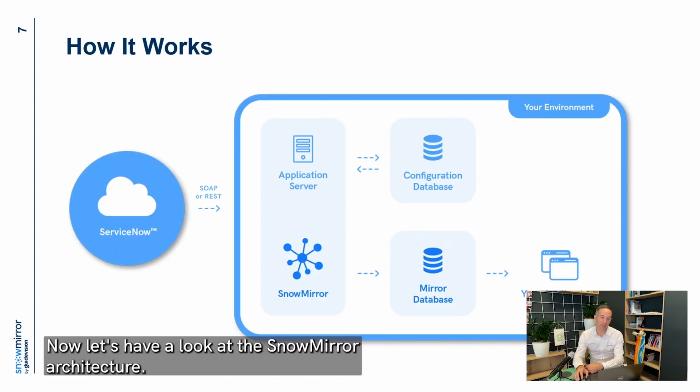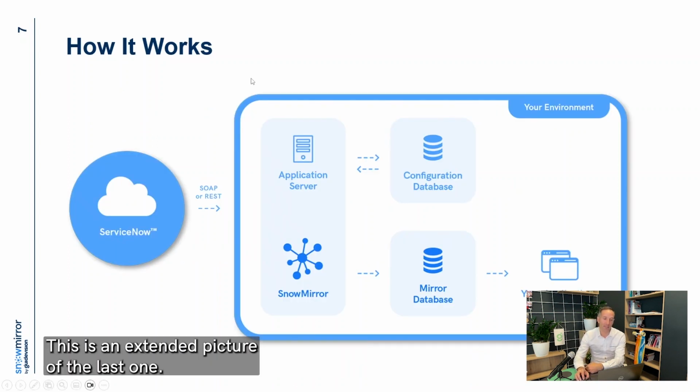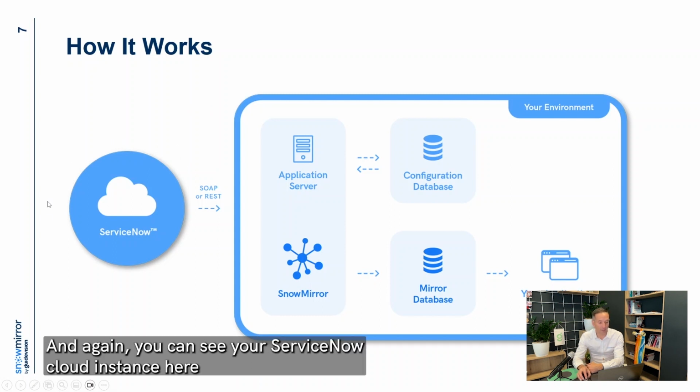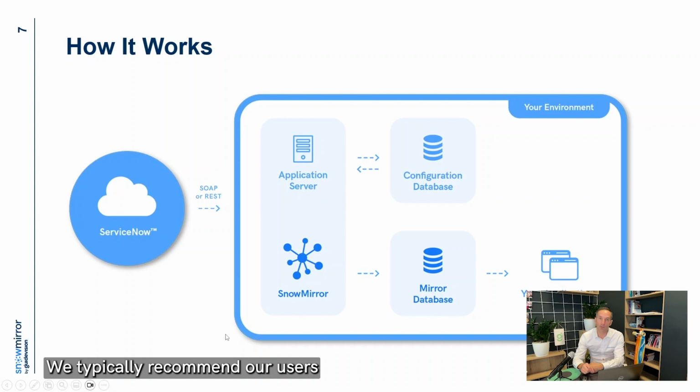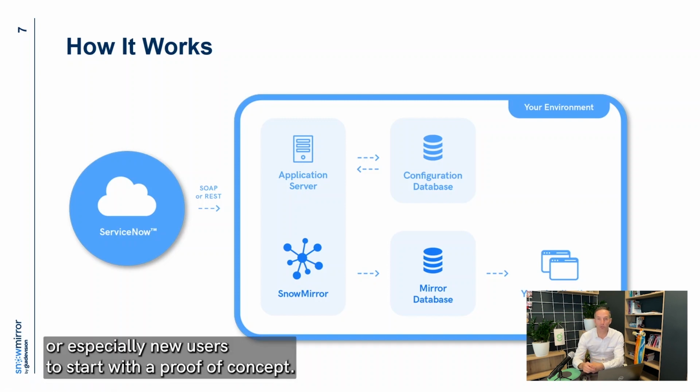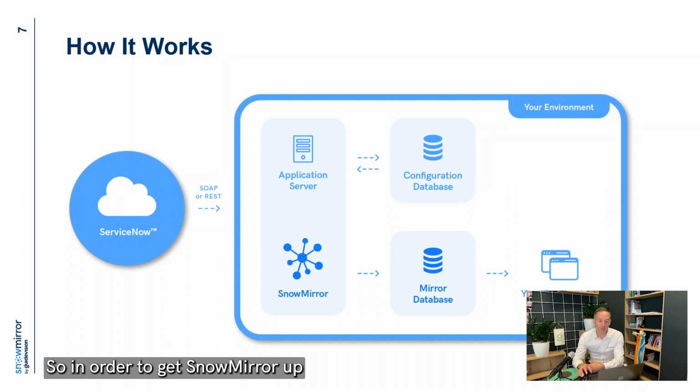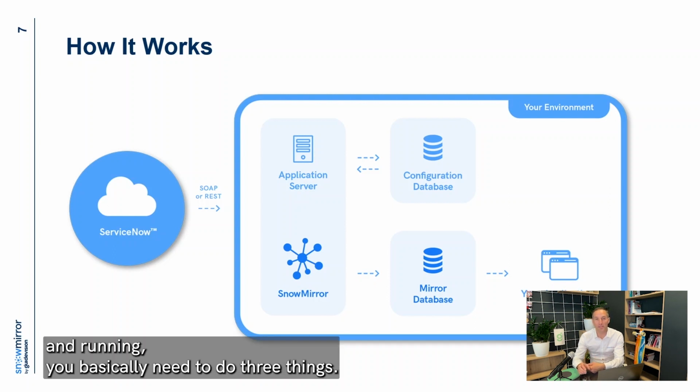Now let's have a look at the SnowMirror architecture. This is an extended picture of the last one. And again, you can see your ServiceNow cloud instance here, and then your environment on the right-hand side. We typically recommend our users, or especially new users, to start with a proof of concept. So in order to make SnowMirror up and running, you basically need to do 3 things.